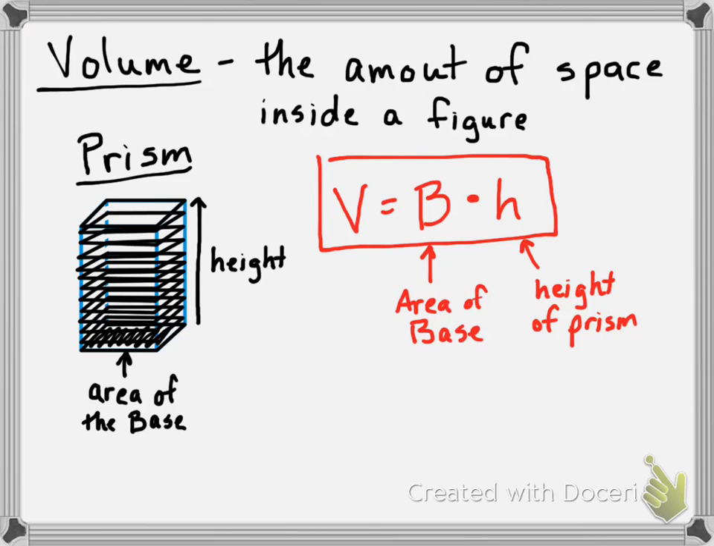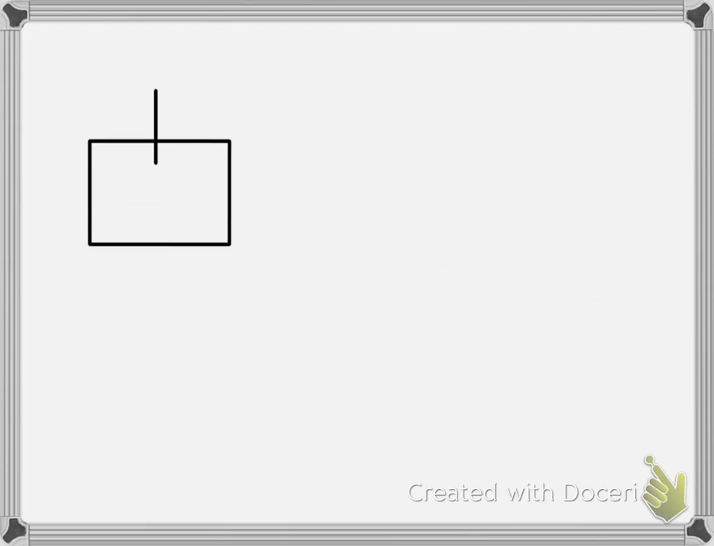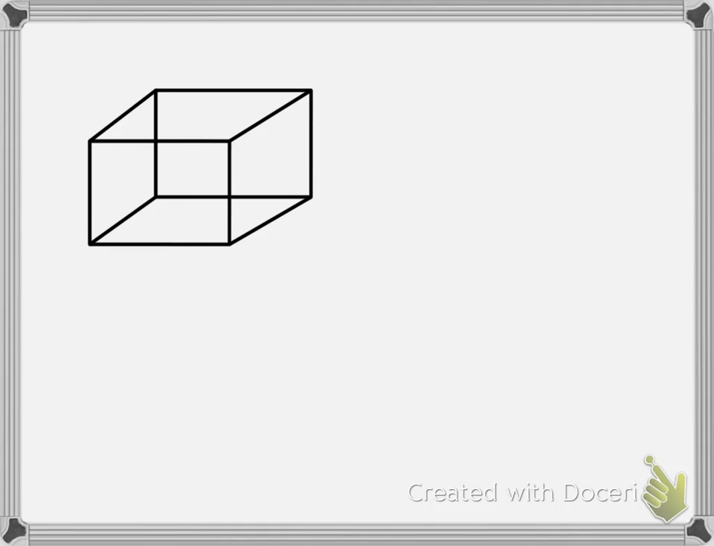Okay, so height isn't always vertical. Height isn't always up and down. It's always perpendicular to the base. This base is flat on the bottom and the height goes straight up. That's perpendicular. So that's the base and the height. All right, but this is my formula. Volume equals the area of the base times the height. This formula works for any prism. No matter what kind of prism, it works for every single one. All right, so let's look at a rectangular prism.